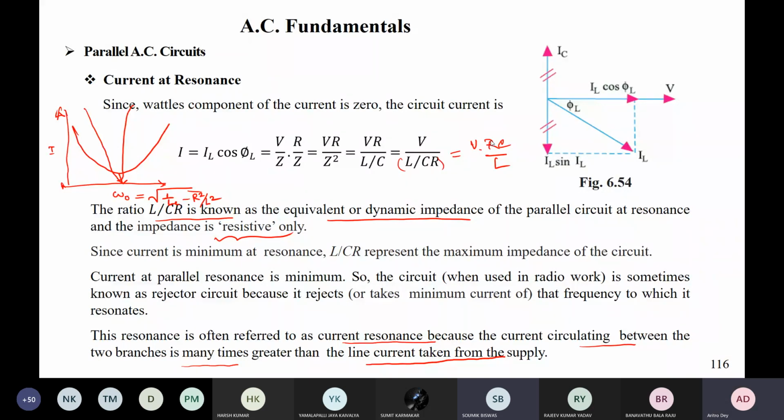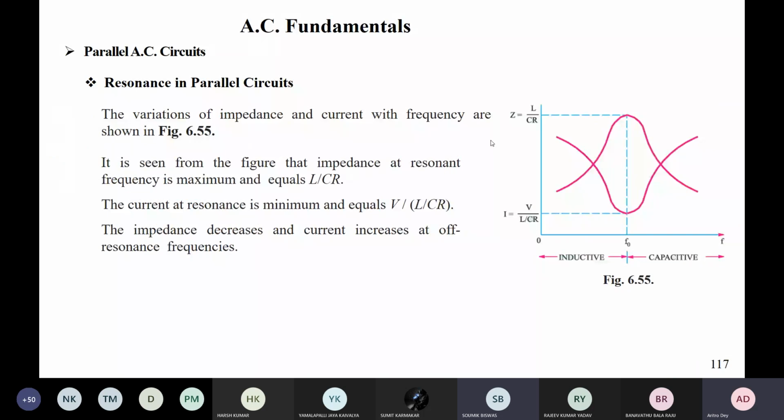So this is how it looks as it is shown. With the lower resistance we'll get a plot like this. If you further reduce the resistance, it will come like this, and so on. This is the current waveform. This is your current, and this is your impedance.